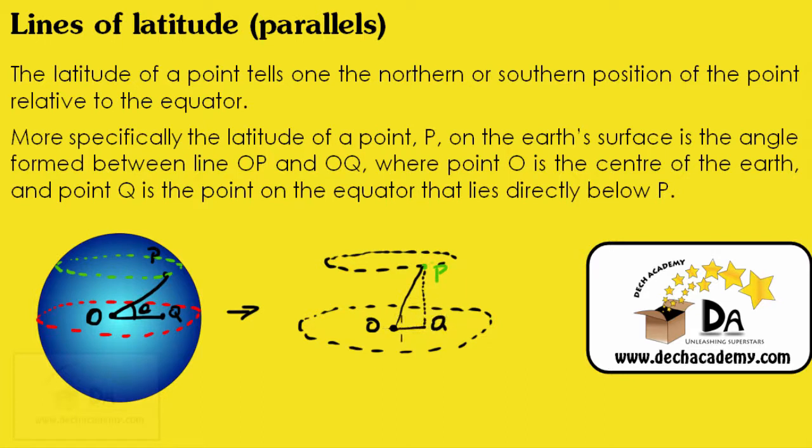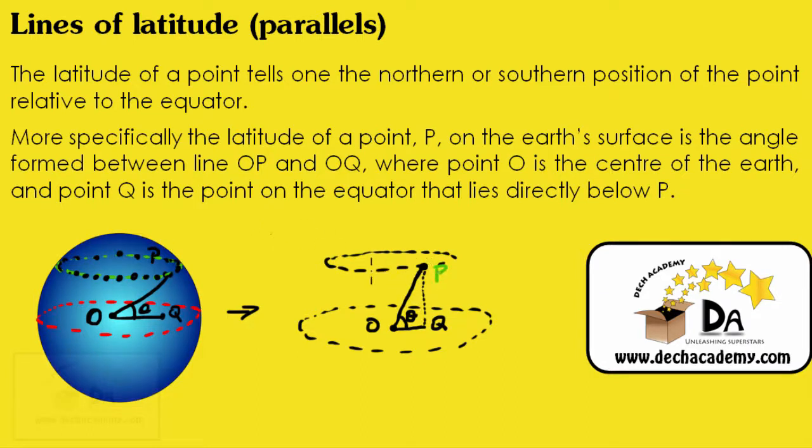The latitude of point P is given by this angle. The angle formed between the line OP, the line from the center to the point P we're interested in, and the line OQ, where Q is just the point directly below P. So the latitude of a point is an angle, and a line of latitude is made up of all the points with the same latitude. You'll learn more about this shortly. But a line of latitude is the same thing as a line of constant latitude.